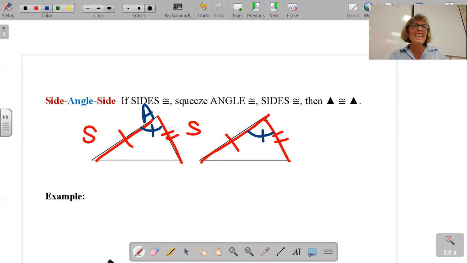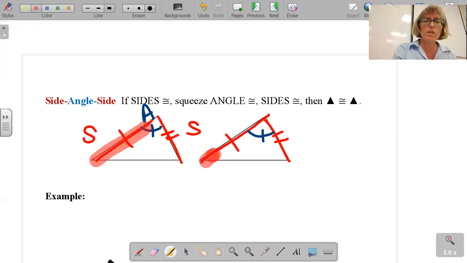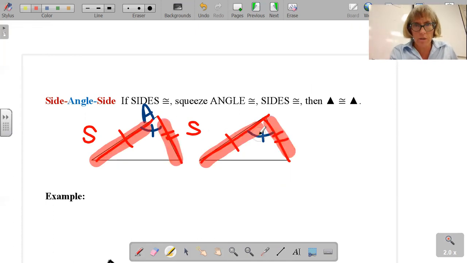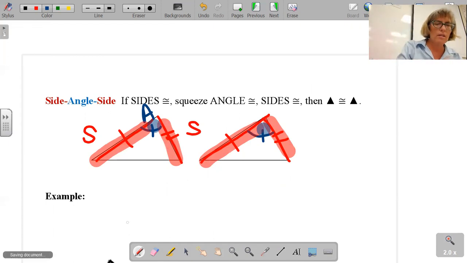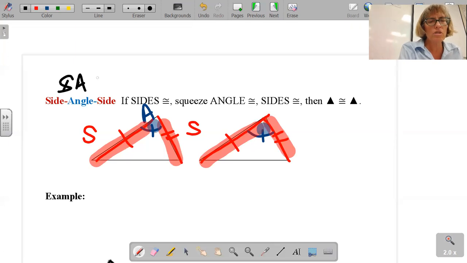This is called side angle side. It says this: if I have a pair of sides congruent and I have another pair of sides congruent and I have an angle squeezed between the sides, go like this, side congruent, another side congruent, and an angle, go like this with your hands, squeezed. Squeeze. The angle has to be squeezed between the 2 sides. This spells side, angle, side.